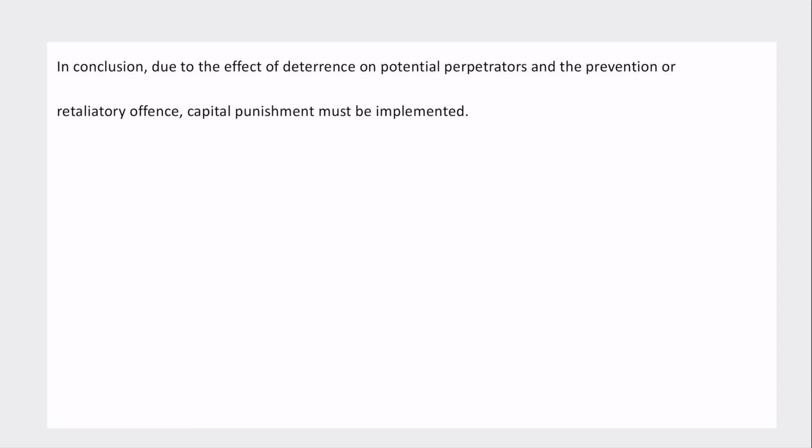In conclusion, due to the effect of deterrence on potential perpetrators and the prevention of retaliatory offences, capital punishment must be implemented. Okay, yeah, and then this is a nice summary. You don't really need your conclusion to be much longer than this. This is because he does exactly what they need to do. He summarizes again the 2 points that they made in the argument, and so that's totally fine.